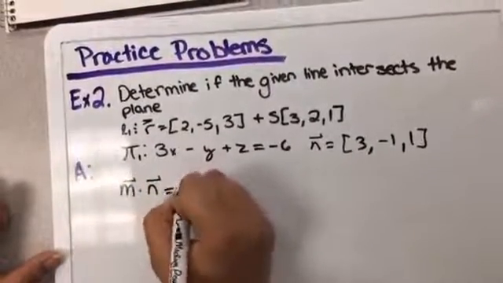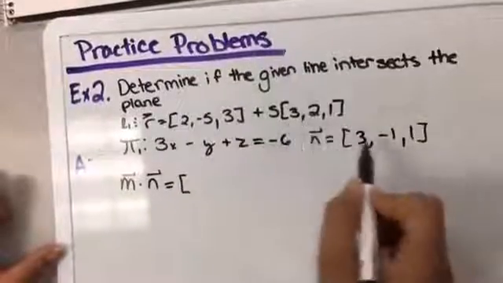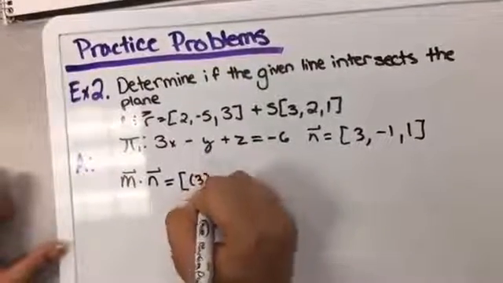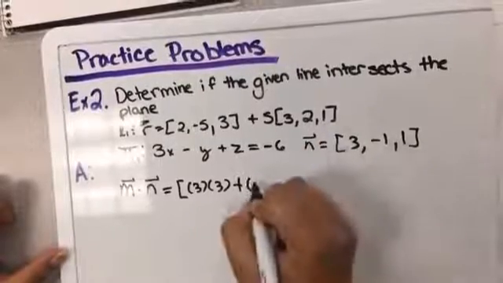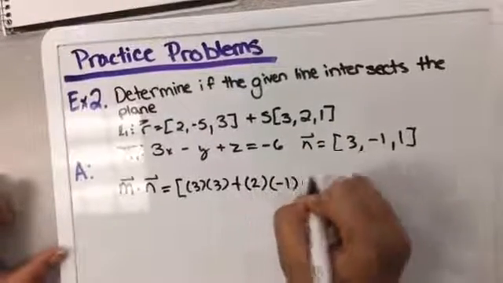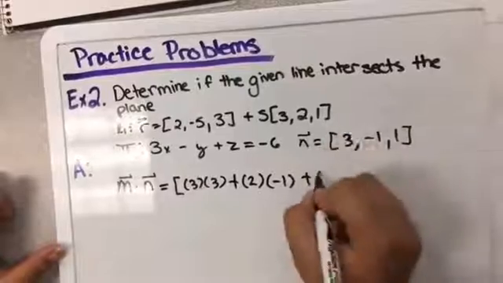So we're going to get 3 times 3 plus 2 times negative 1 plus 1 times 1.